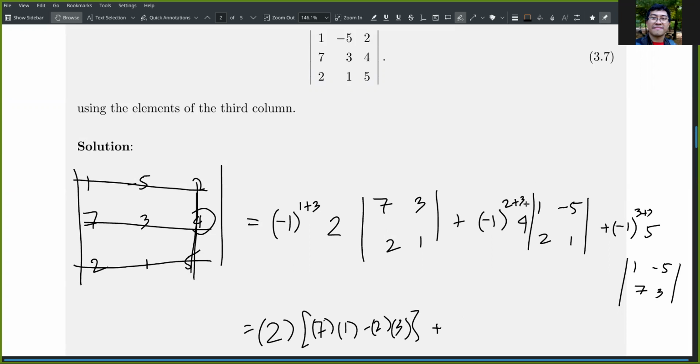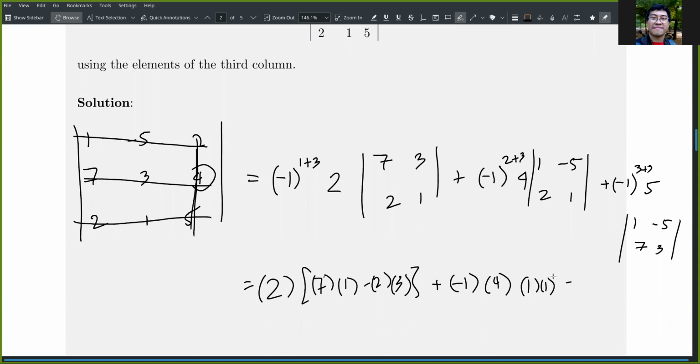plus negative 1 to the power of 5. So that's negative 1 times 4 times 1 times 1, minus negative 5 times 2, plus, so this is 1 times 5 times 1 times 3, minus negative 5 times 7.